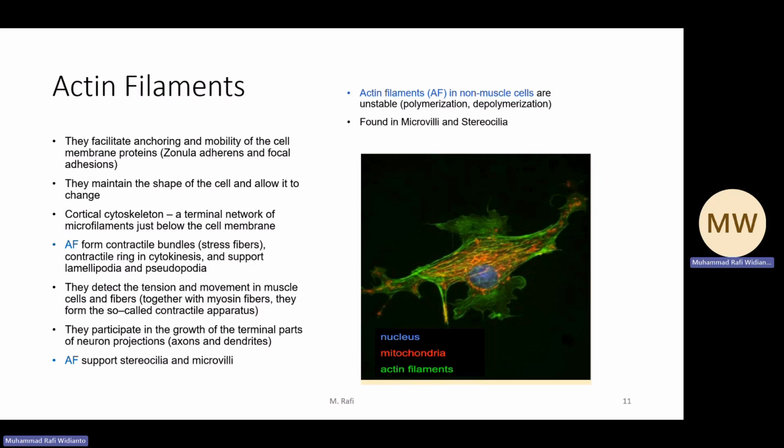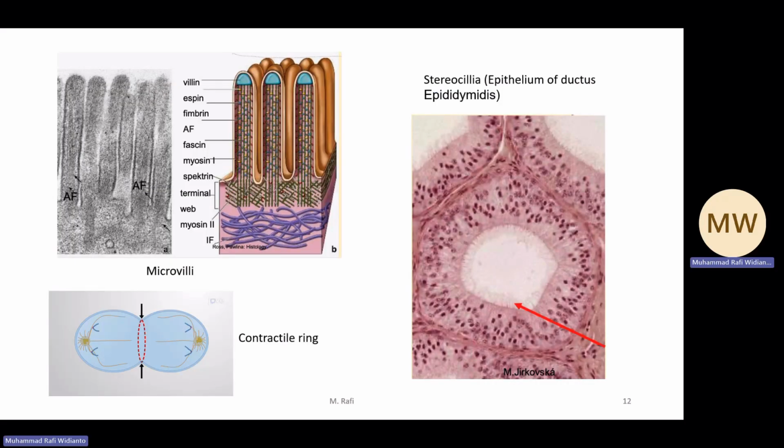They also participate in the growth of terminal parts in axons and dendrites. And like we said, they support stereocilia and microvilli. Actin filaments in non-muscle cells are unstable; they go through polymerization and depolymerization. Makes sense. And here's basically what a contractile ring is.